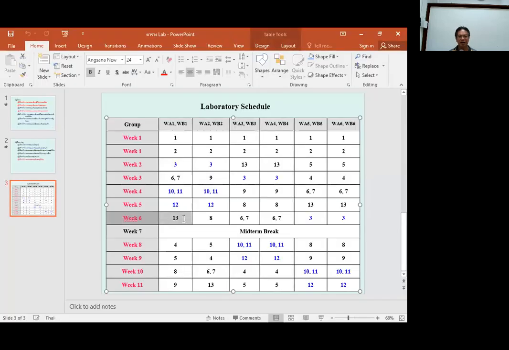Second thing, this is the sixth week. You guys are going to have the laboratory on Thursday. In this laboratory, the first group will have lab 13, the second will have lab 8, the third will have 6-7, and also the fourth. Okay, we have only groups 1, 2, 3, and 4. Okay, that's what I'd like to inform you guys about this. And that's all I have for the information for you guys for today.